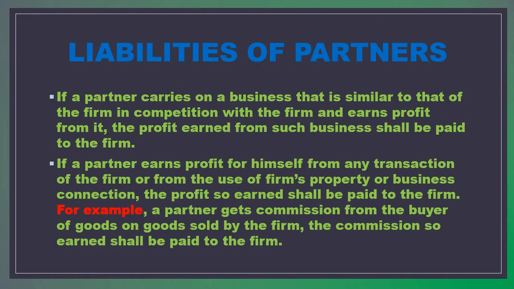Liabilities of partners. They are subject to agreement among partners. First, if a partner carries on a business that is similar to that of the firm in competition with the firm and earns profit from it, the profit earned from such business shall be paid to the firm. Second, if a partner earns profit for himself from any transaction of the firm or from the use of firm's property or business connection, the profit so earned shall be paid to the firm.